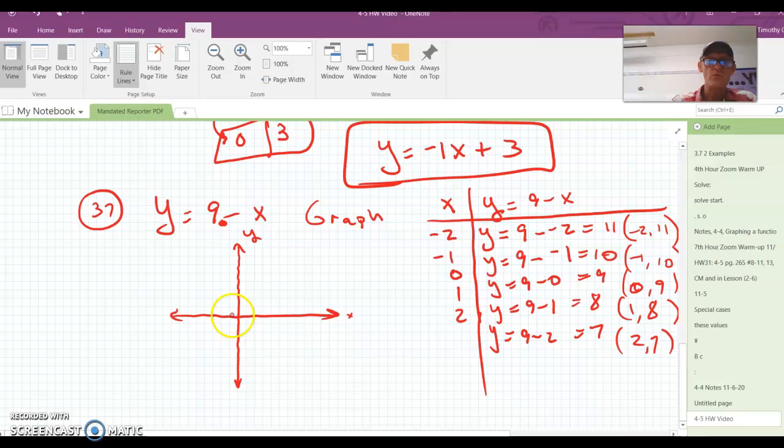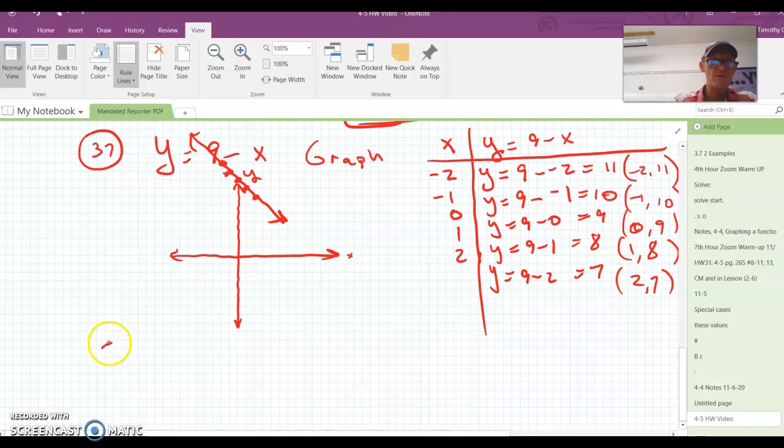Negative 1, 10, and then up to 10. 0, 9. 1, 8. You can see the pattern here. And I'm going to draw a line. Okay? That's 37.